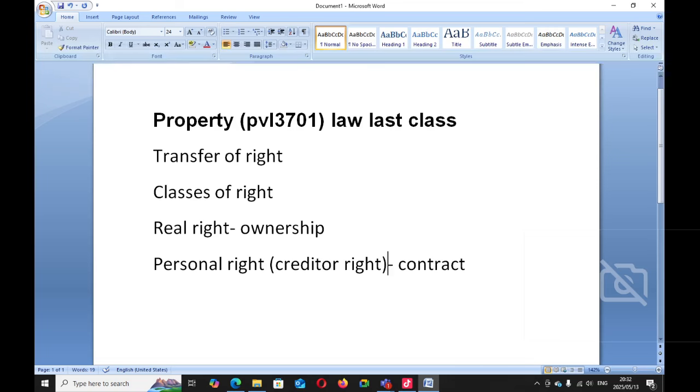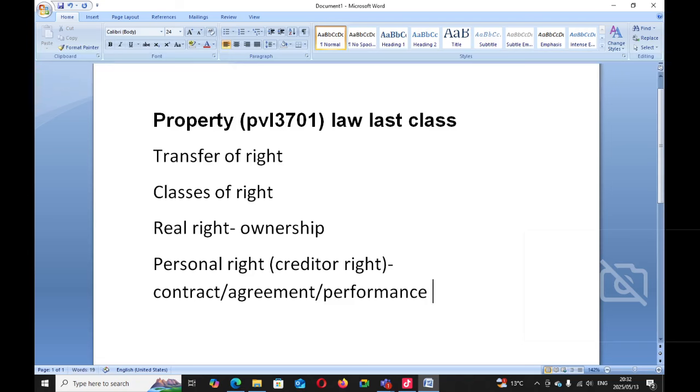Now, let's move on. We said that it arises out of a contract, an agreement. It also creates a performance. It means that the other party must perform in order to have this kind of right. Those are the 2 rights that we have in the law of property. Those 2 only.